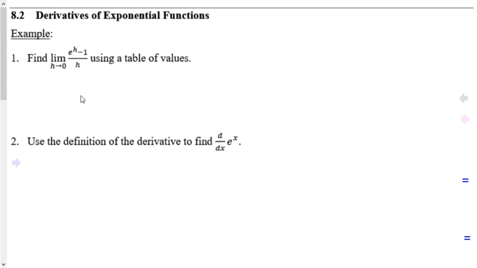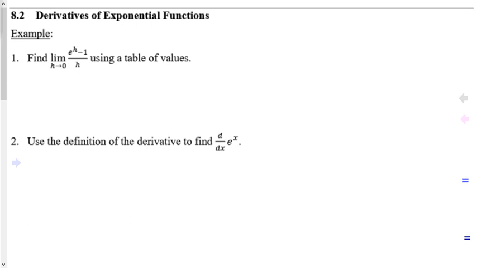Welcome to Math 31 as we are into Chapter 8, looking at derivatives of exponential and logarithmic functions. In 8.2, the section we'll be looking at today, we will be looking at derivatives of exponential functions. And in particular, we'll be looking at the derivative of e to the x, as you see here in question 2. So e is Euler's constant.